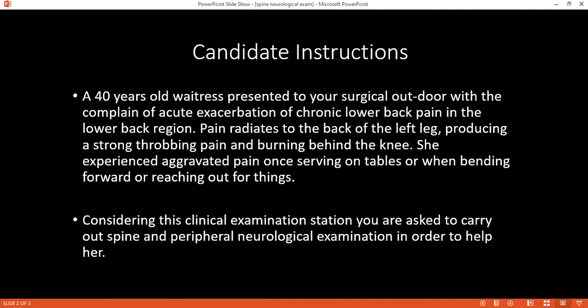Right. So if you have read and understood, considering a clinical examination station, kindly begin. Okay, I'll enter, I'll wash my hands. I'm Dr. Olu, one of the surgical doctors here. I would like to examine you today. Can I please confirm your name and age, please? Yes, I'm Karen, 40 years old.